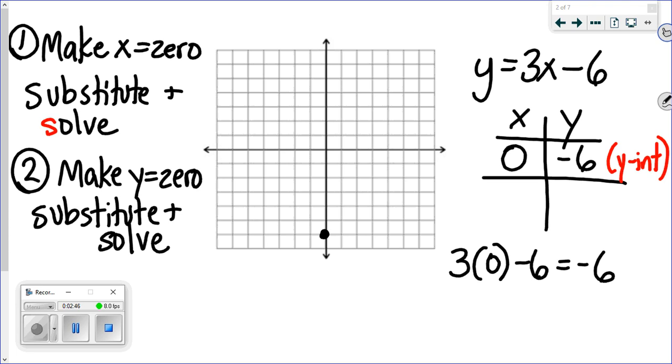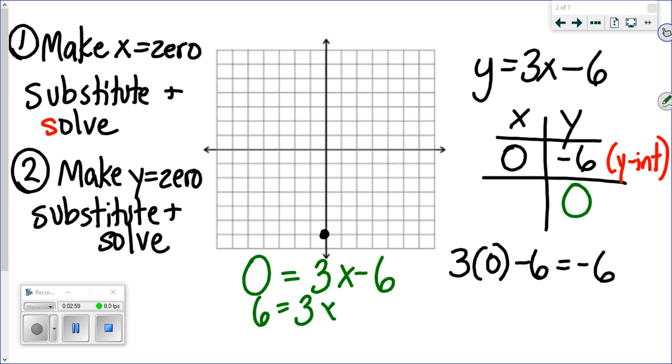I'm going to make y 0. So now I have the equation 0 equals 3x minus 6. I have to add 6 to both sides. 6 equals 3x. Divide both sides by 3. So I find x equals 2. This point right here is my x-intercept, 2, 0. And I will make a point there.